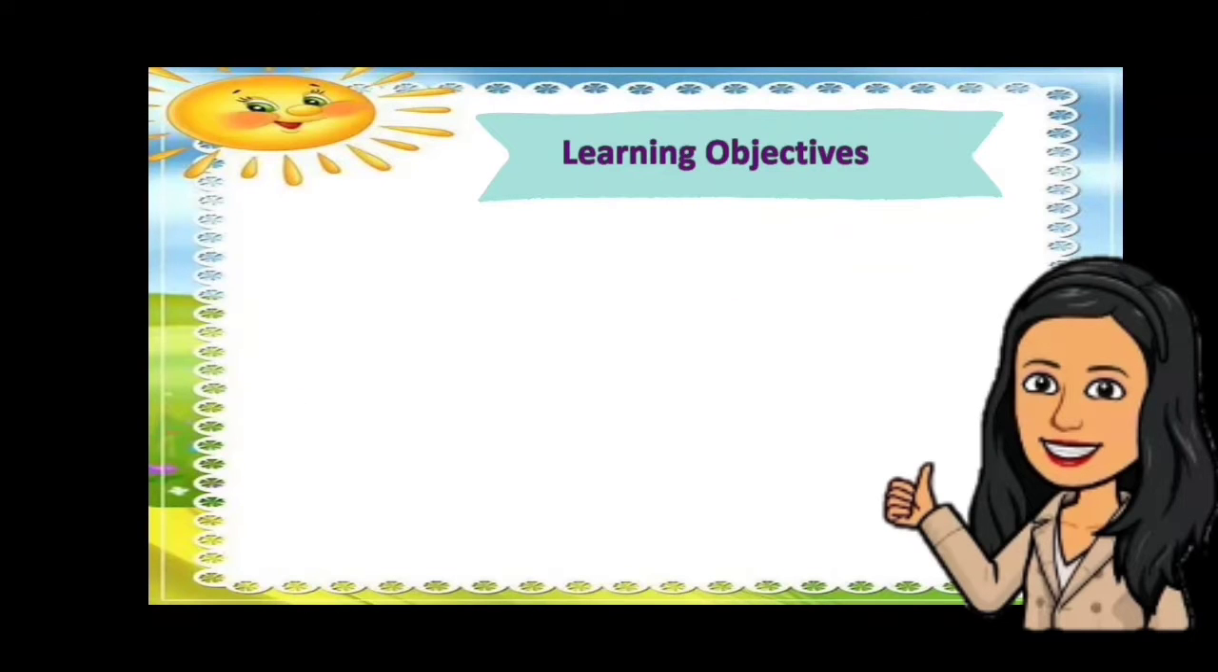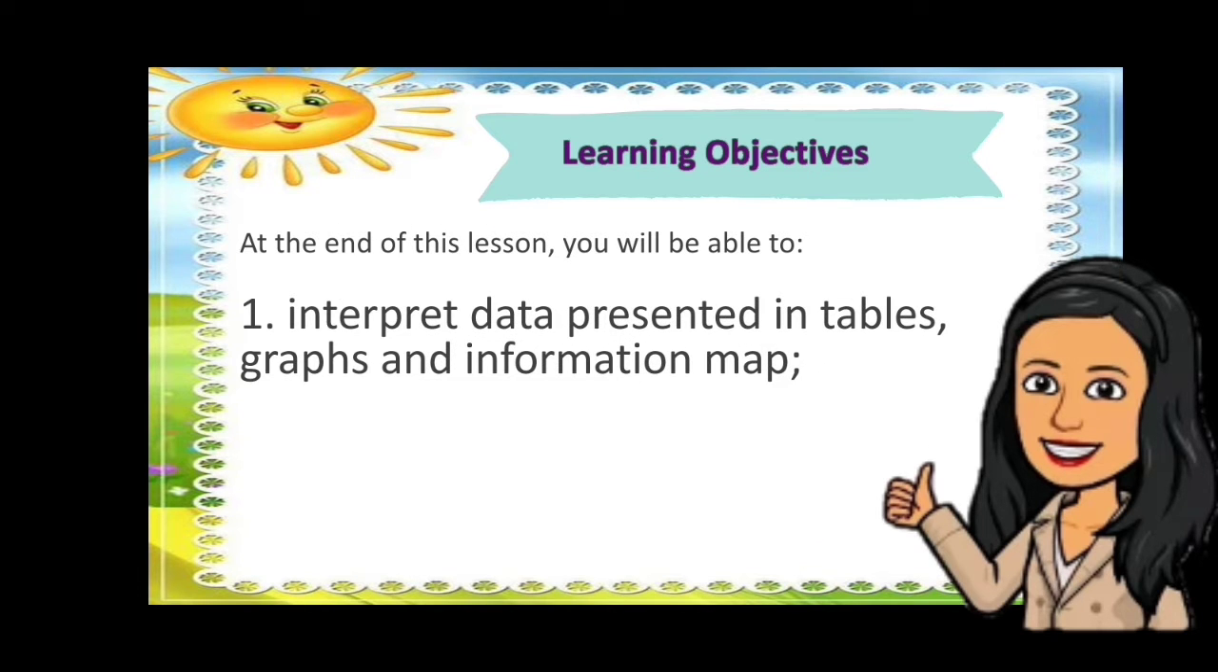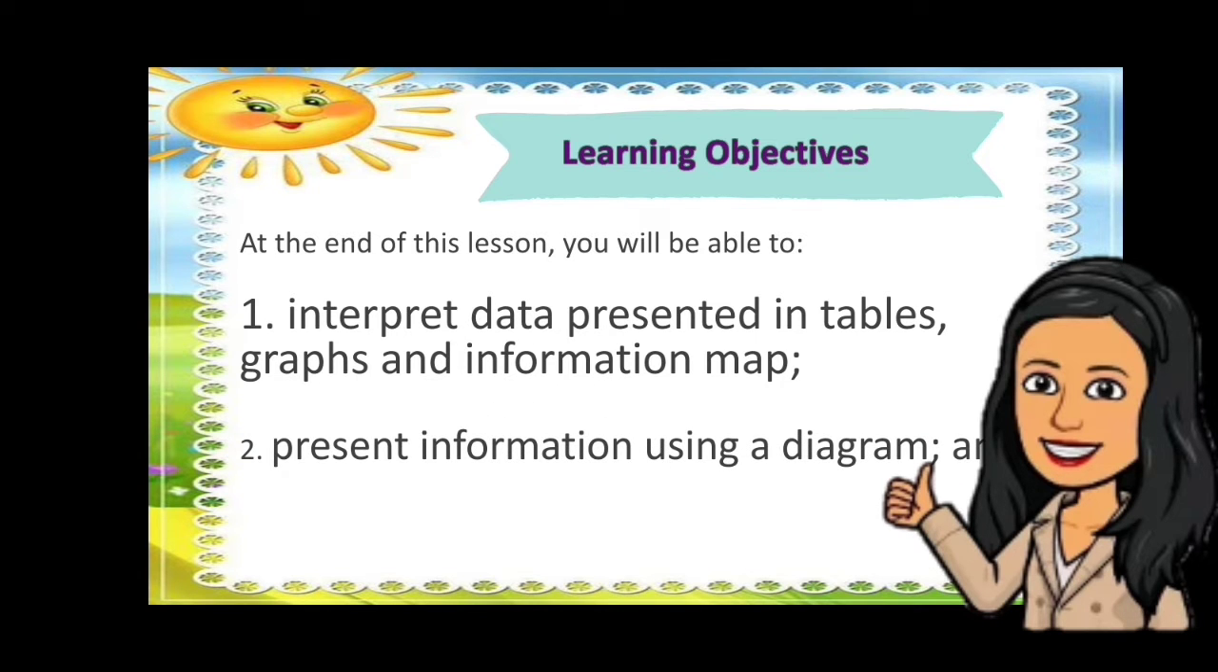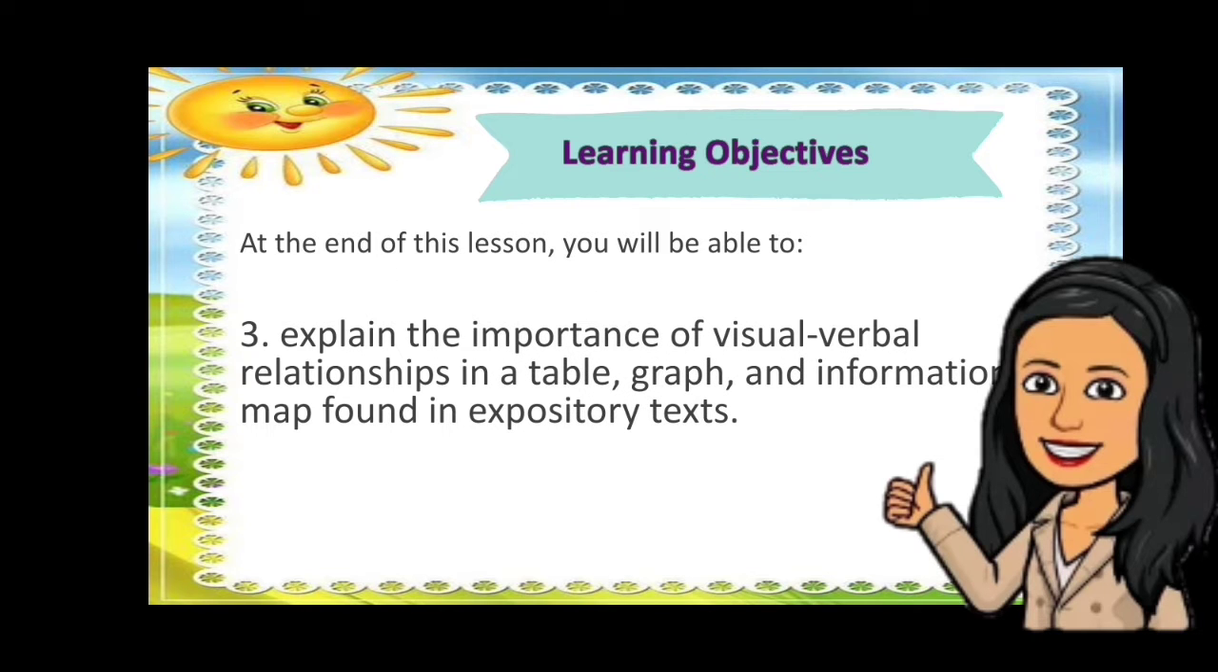For today's learning objectives, at the end of this video lesson, you will be able to, first, interpret data presented in tables, graphs, and information maps; second, present information using a diagram; and third, explain the importance of visual-verbal relationships in a table, graph, and information map found in expository texts.